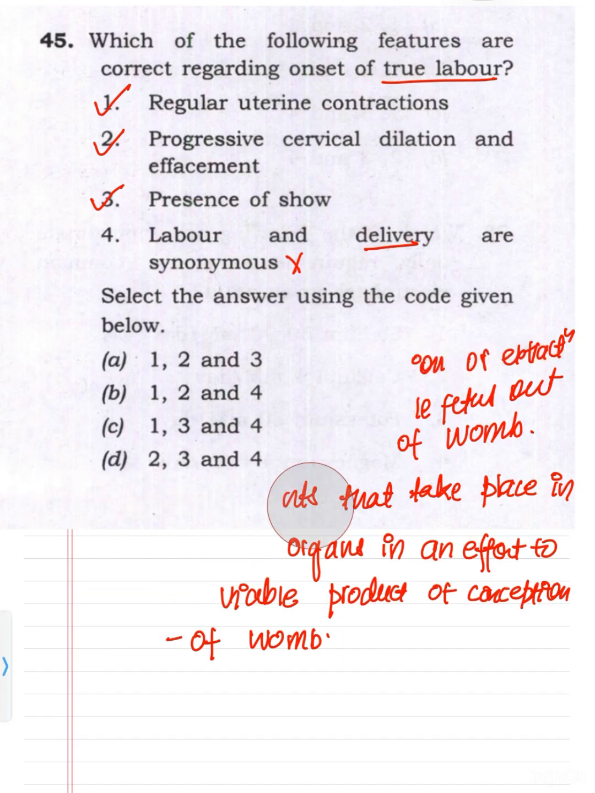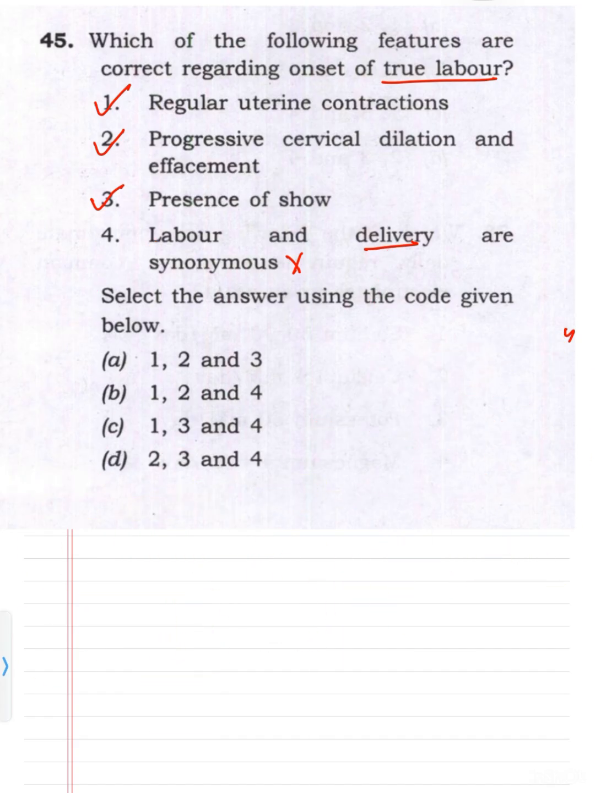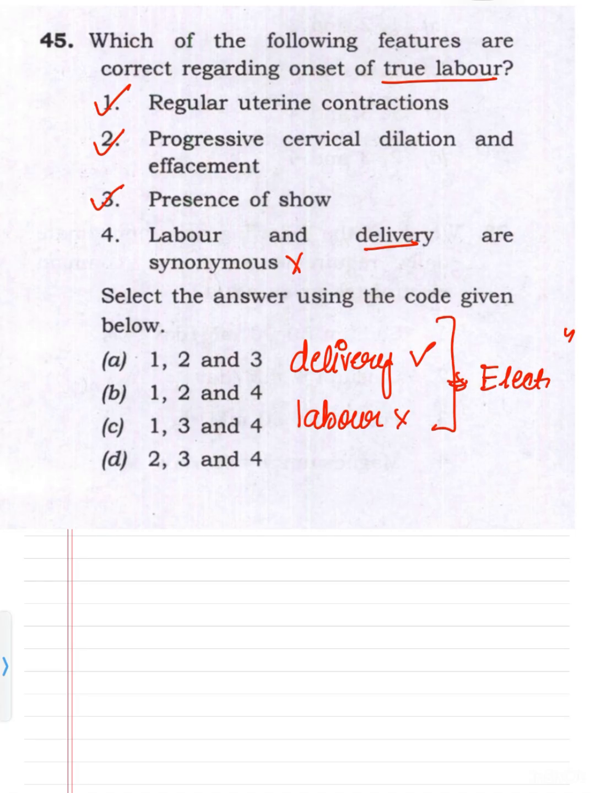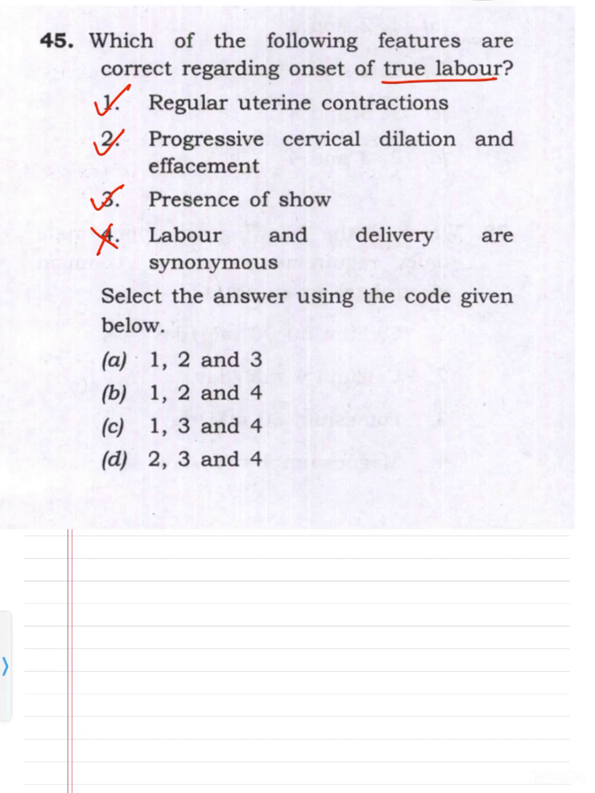So how can they both be different? They are different in the way that delivery can take place without even labor. So delivery is present, but labor is not present. When is it there? Whenever there is elective cesarean section. In the elective cesarean section, there will not be any labor, while there will be delivery. So labor and delivery are not synonymous. So the fourth is wrong. So the correct answer will be 1, 2 and 3. So A is the correct answer.